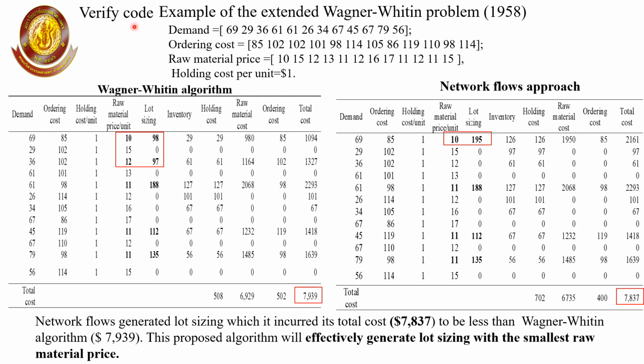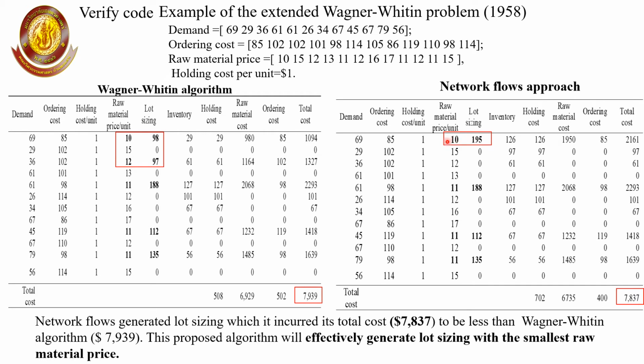The cost of the network flow algorithm is verified by the Wagner-Whitin problem from 1958. It consists of demand, ordering cost, raw material price, and holding cost per unit. This table shows that the network algorithm generates processing in the period with the lowest raw material price.